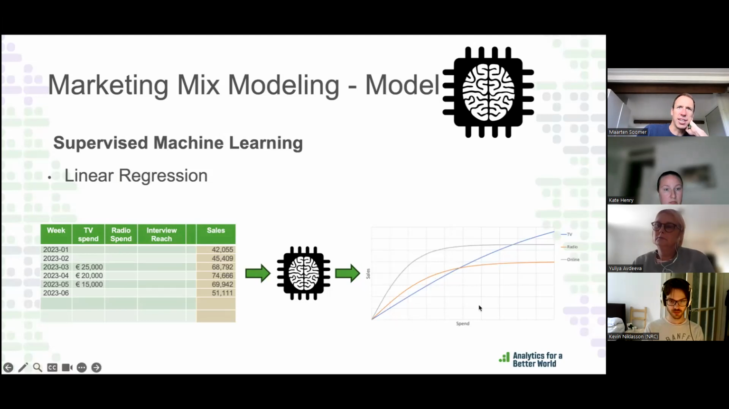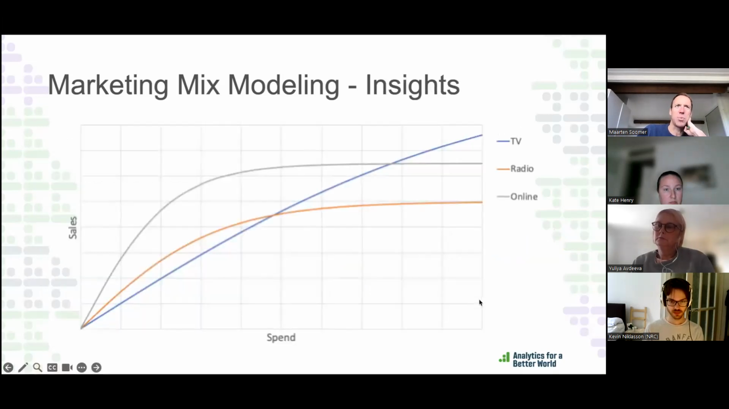That's also what you see here. I will zoom in a bit on that one. And so one of the results of our marketing mix modeling might be a picture of this. And this represents the relation we found by the model between the spend in a certain individual channel versus the sales that it delivers.